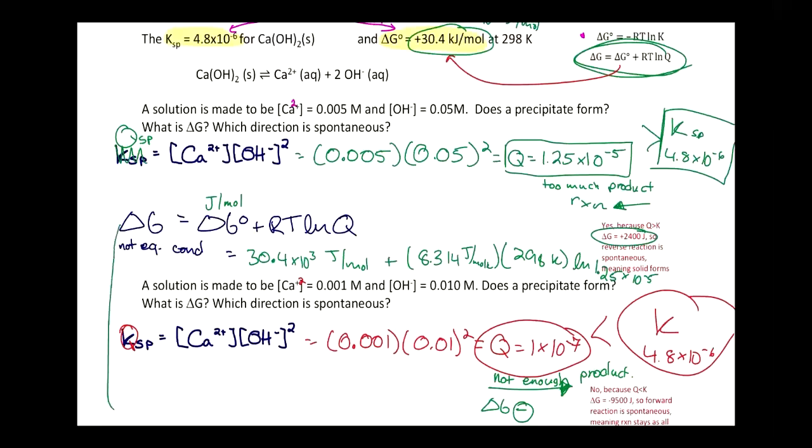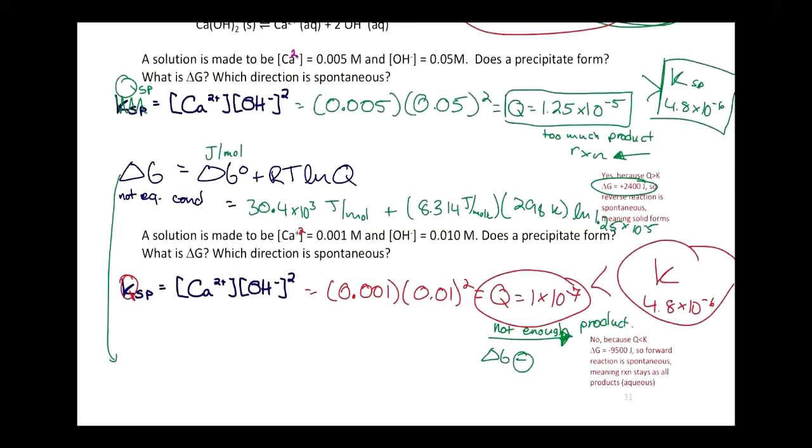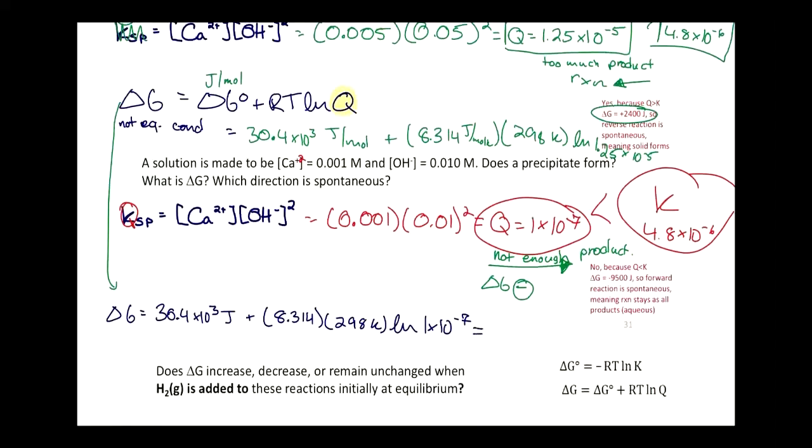So we're going to use the exact same equation now, but all we're going to do is just change the value of Q at these conditions. So notice that it's the same exact thing. So delta G equals delta G naught, so the table value, 30.4 times 10 to the 3, again, joules, plus a factor of R, 8.314, temperature, 298. And the only thing that changes here is we're doing ln of this new Q, 1 times 10 to the negative 7. And what we get is a negative number comes out, right?